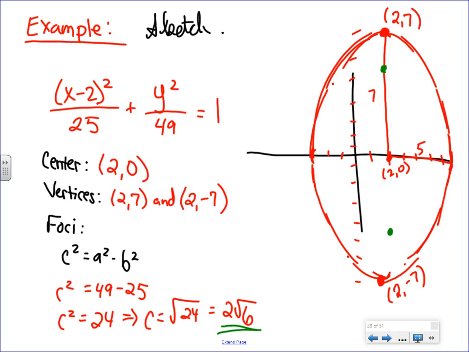Now use the 2, and then adding 2. The y value 0 plus 2 root 6, just 2 root 6. And then 0 minus 2 root 6. Just negative 2 root 6.